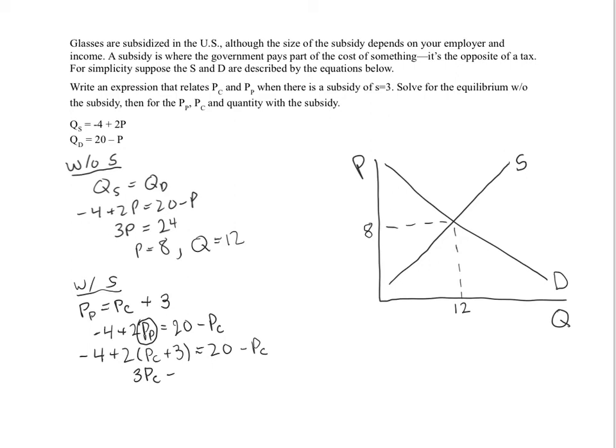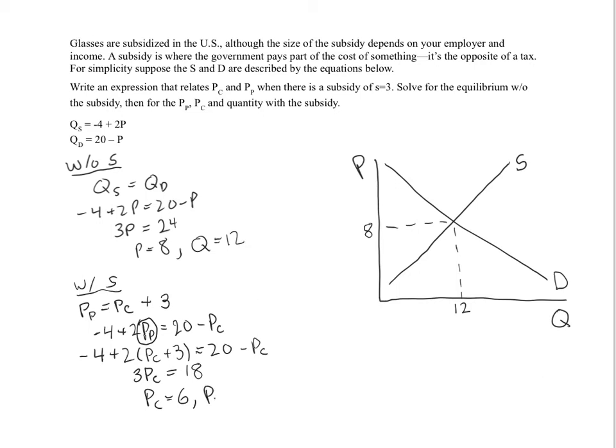All right, so 20 plus 4 minus 6. Oh, I erased again. So that gives us 18. So then PC is going to be 6. We can stop and ask ourselves if this makes sense. With the subsidy, the consumer only has to pay $6. That's less than the $8 they paid before. That makes sense because the government's paying part of the cost, so they shouldn't have to pay as much as before. That would be strange if they had to pay as much or more.